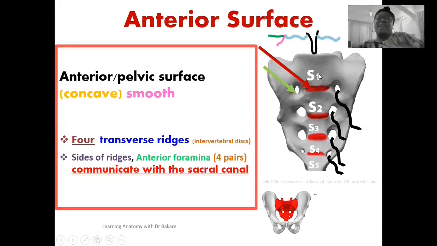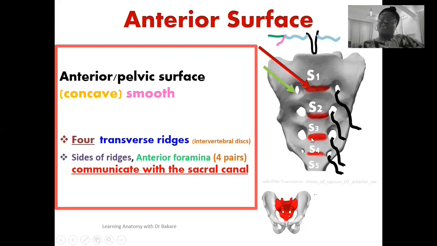But when we get to the sacral region, you see that the emergence of the rami passes through the anterior and the posterior sacral foramina. We'll be getting to the posterior sacral foramina as we go through to the posterior surface of the sacrum.